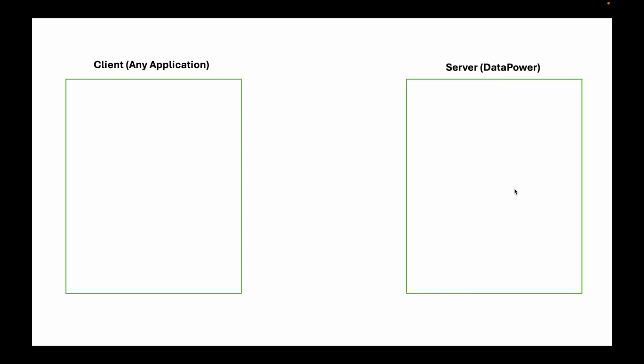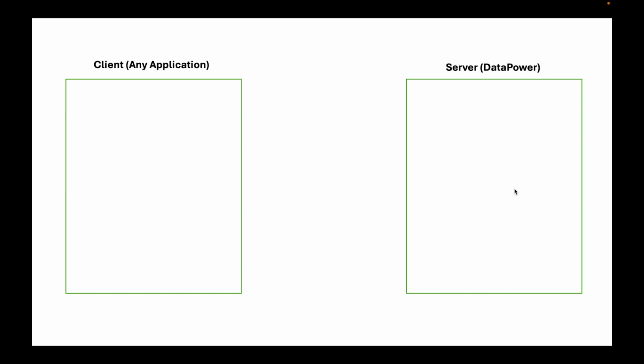So, in this scenario, you have a client. It can be any application. Then you have a server, typically DataPower in our context, and a secure communication between client and server is required. And it is TLS in our current scenario. So, the objective is that server should be able to identify the client based on the certificate shared by the client.